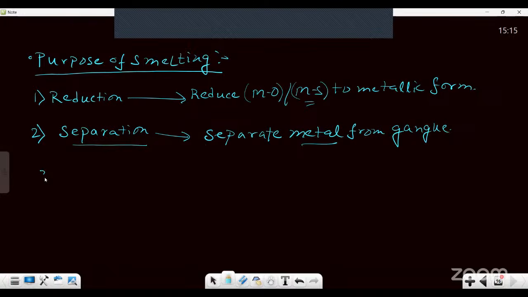Then after that, we have the purification method. And what is it? Remove unwanted elements. Purification means remove unwanted elements.